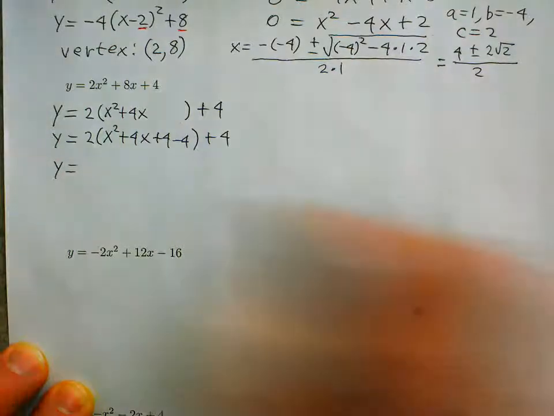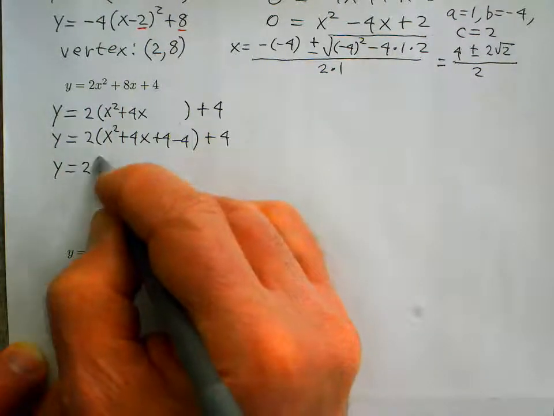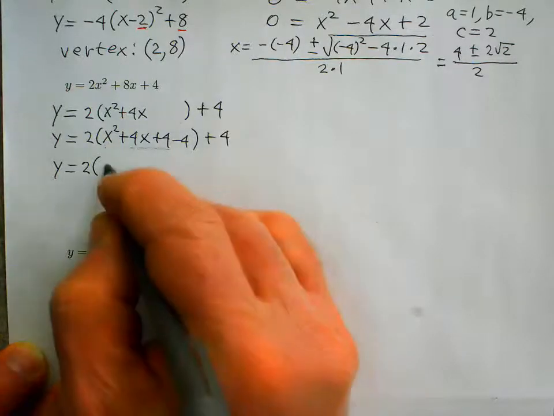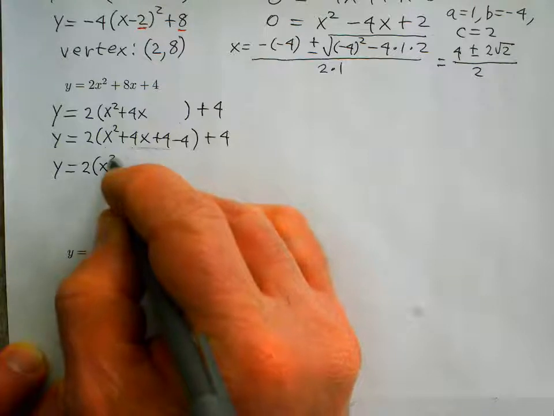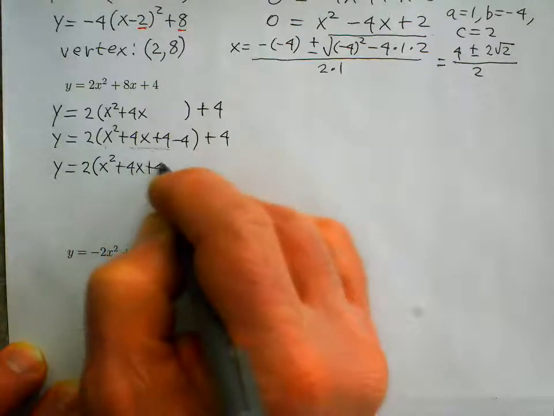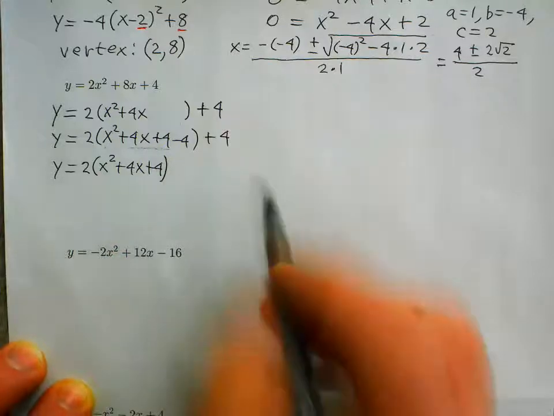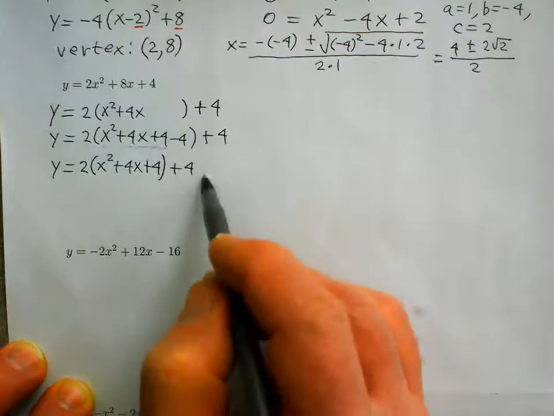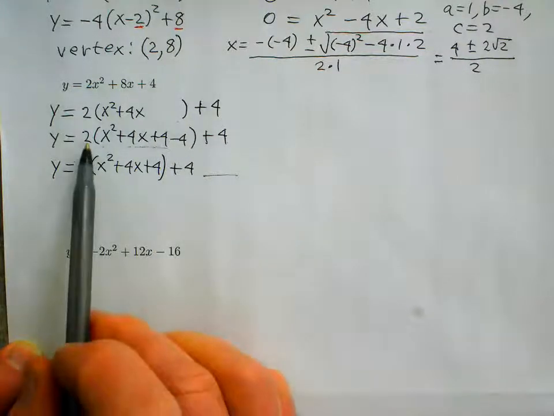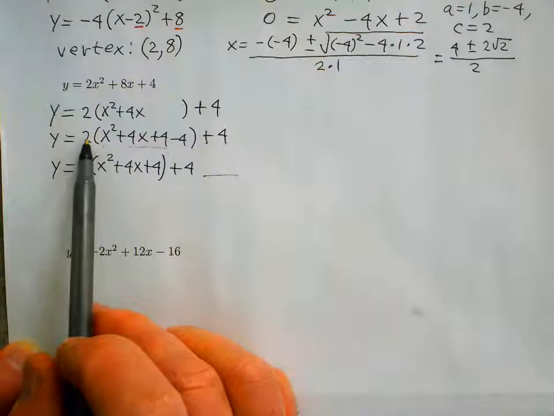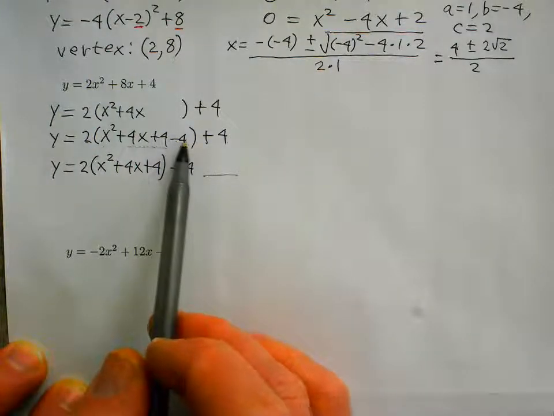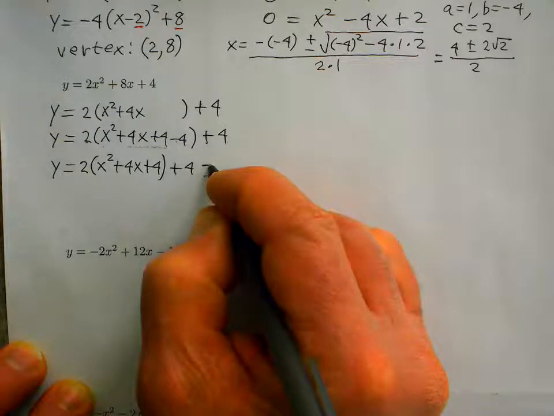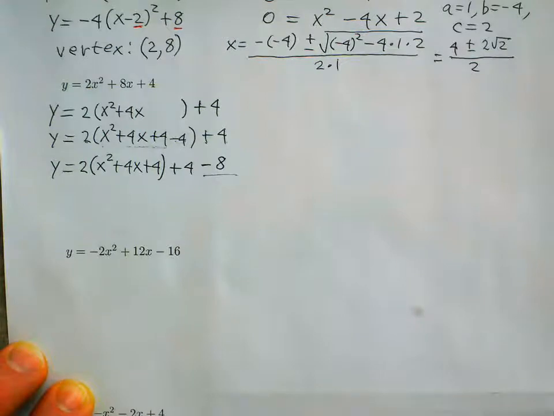Okay, in the next step, we're going to keep the perfect square trinomial inside the parentheses. So inside the parentheses, x squared plus 4x plus 4. We already have a plus 4 on the outside. And going with that is what we get when we multiply 2 times negative 4. 2 times negative 4 is negative 8. So in this next step, we have to subtract 8 on the outside of the parentheses.